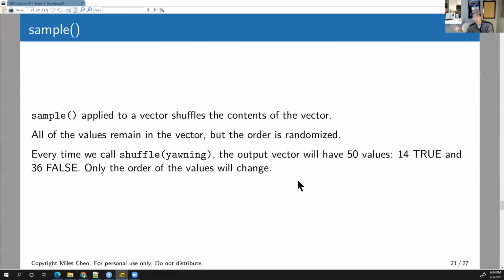But if you just use sample with a vector and no other options, it's going to take the vector and just shuffle it. It's going to return all of the elements of the vector, but in a new shuffled order. Because I've been talking about shuffling, I accidentally typed in shuffle rather than sample, but this should say sample yawning. The output is still a vector of length 50, and there are still 14 values that are true and 36 values that are false. It's just that the order is randomized.